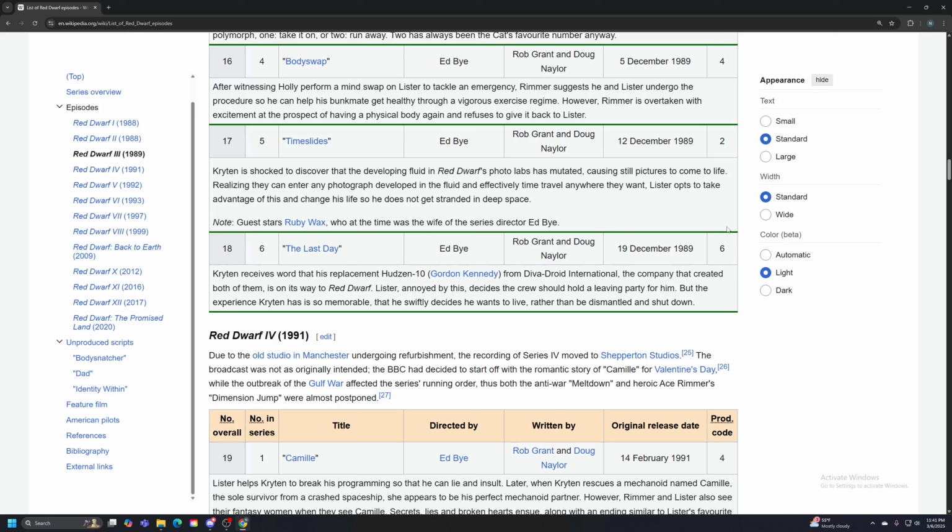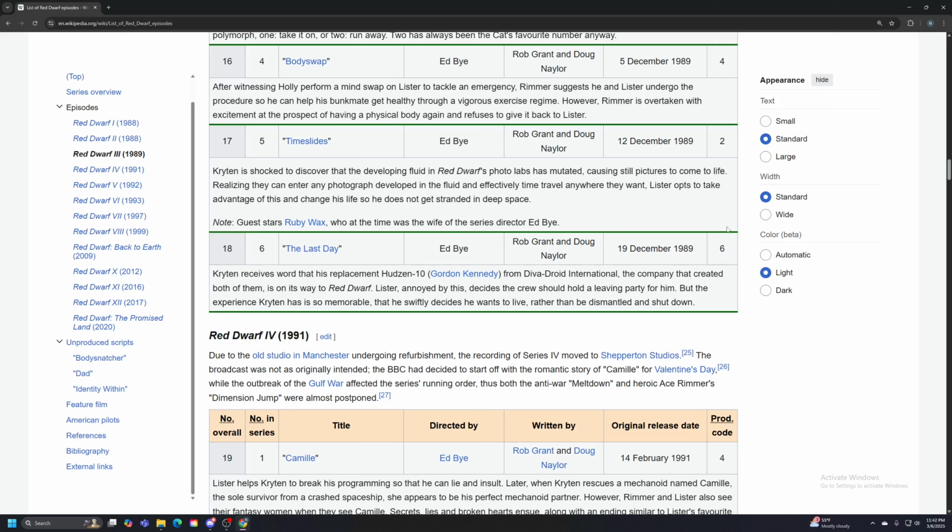Episode 5, Time Slides. Crichton is shocked to discover that the developing fluid in Red Dwarf's photo labs has mutated, causing still pictures to come to life. Realizing they can enter any photograph developed in the fluid and effectively time travel anywhere they want, Lister opts to take advantage of this and change his life so that he does not get stranded in deep space.